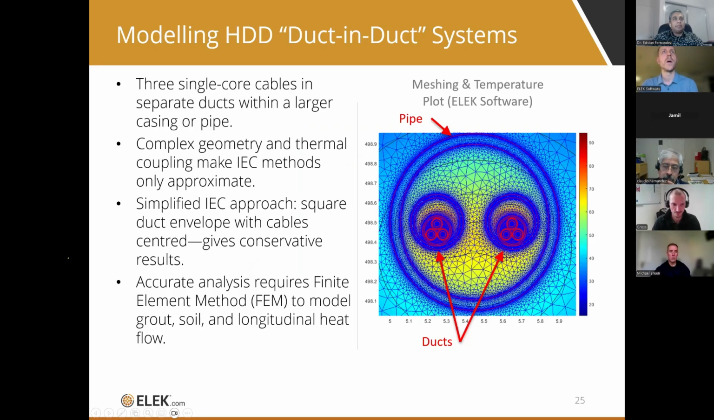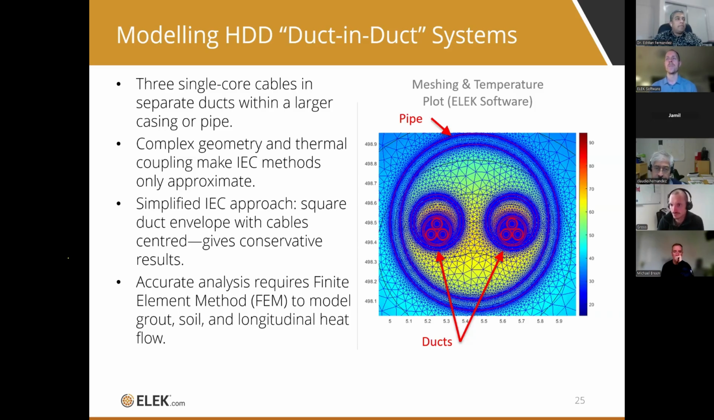So how do we model HDD duct-in-duct systems? When we're talking about HDD, duct in duct, or cables in casings, we're talking about a pipe and ducts inside the pipe and cables inside the ducts. As everyone alluded to, that is the most common situation. It turns out that it's one of the most difficult cable ampacity calculation problems that exists when you have ducts inside ducts or ducts inside pipes. The thermal problem is very complicated.